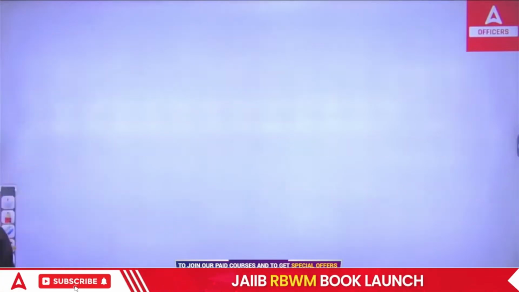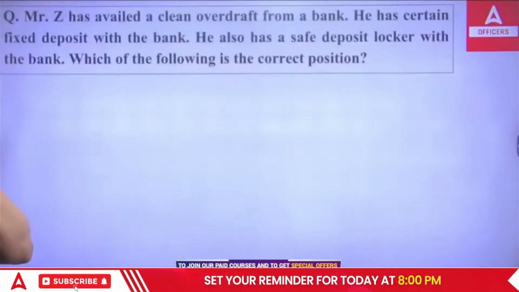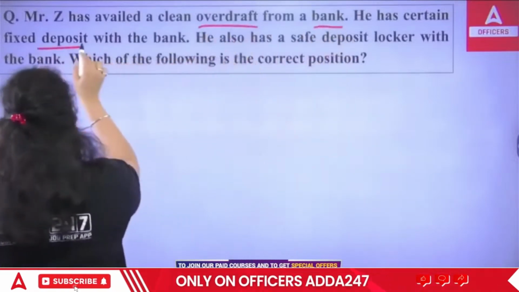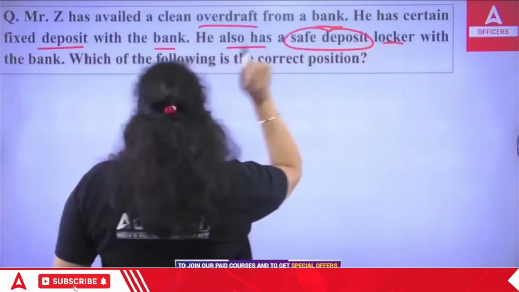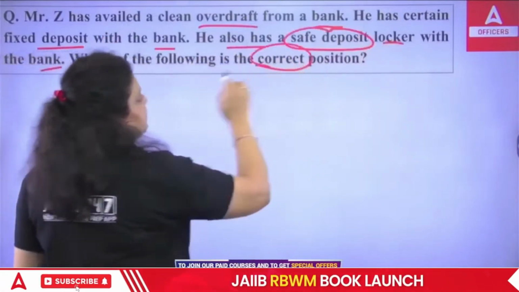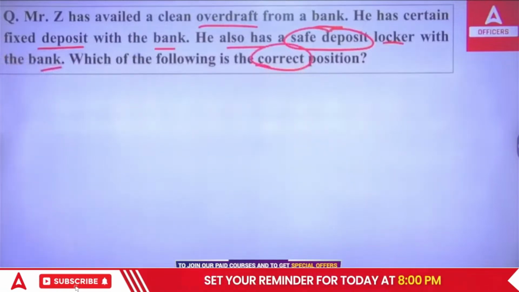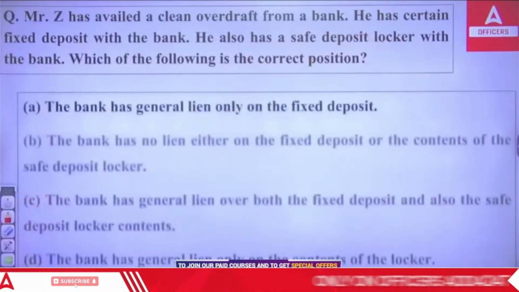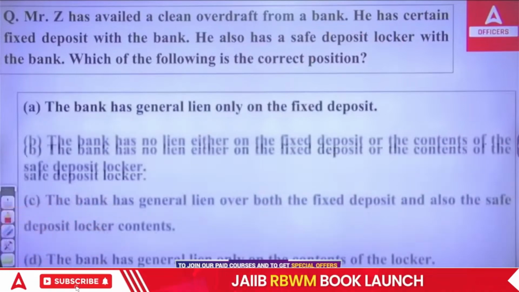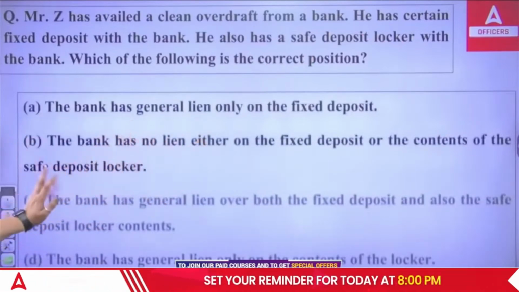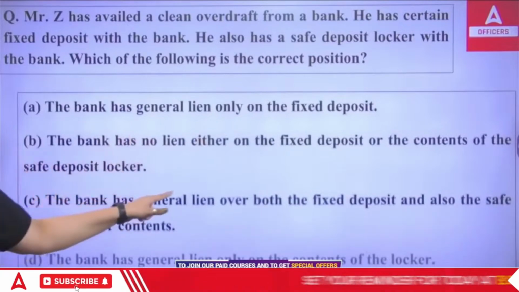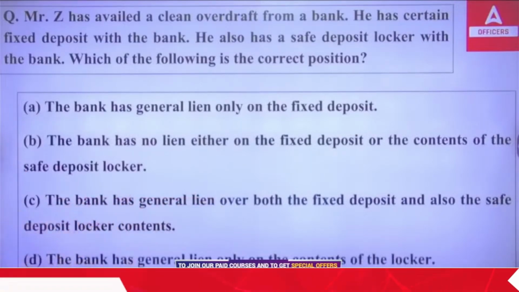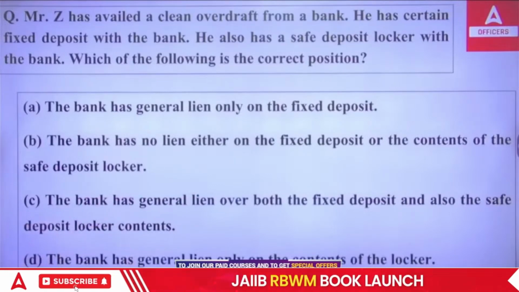Next question. Mr. Z has availed a clean overdraft from a bank. He has a certain fixed deposit with the bank. He also has a safe deposit locker with the bank. Which of the following is the correct position? First option, the bank has general lien only on the fixed deposit. The bank has no lien either on the fixed deposit or the contents of the safe deposit locker. The bank has general lien over both the fixed deposit and the safe deposit locker contents. The bank has general lien only on the contents of the locker. So, what do you think? Which of the following is correct?